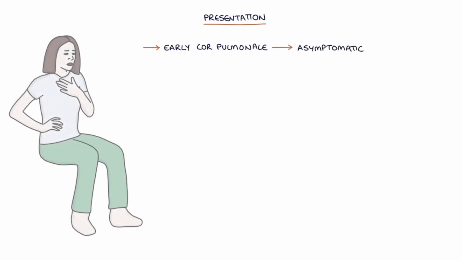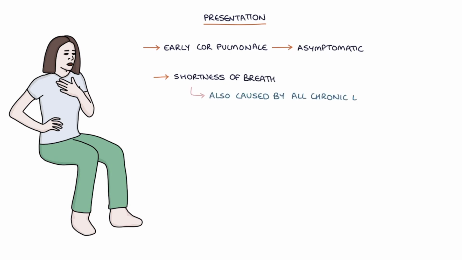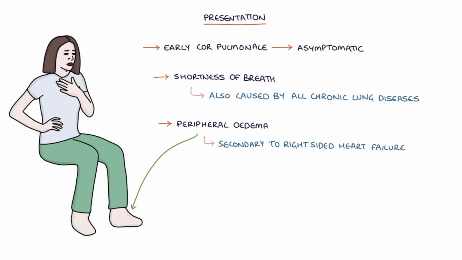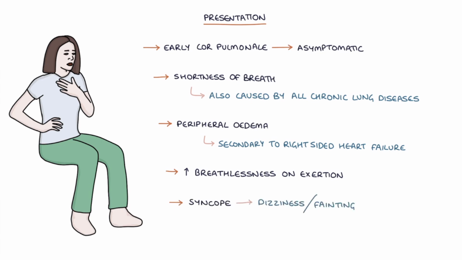How do patients present? Often patients with early cor pulmonale are asymptomatic. The main presenting complaint is shortness of breath, and unfortunately shortness of breath is also caused by all the chronic lung diseases that themselves lead to cor pulmonale. Patients may also present with peripheral edema, secondary to the right-sided heart failure, or increased breathlessness on exertion, syncope, which is basically dizziness or fainting, or they might present with chest pain.